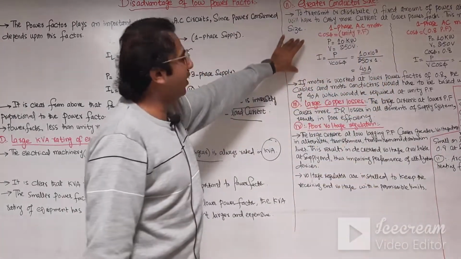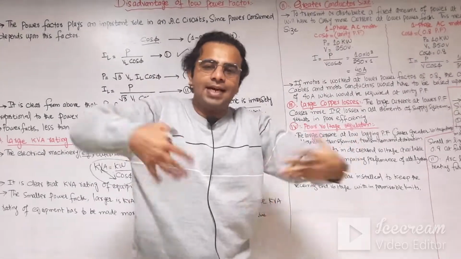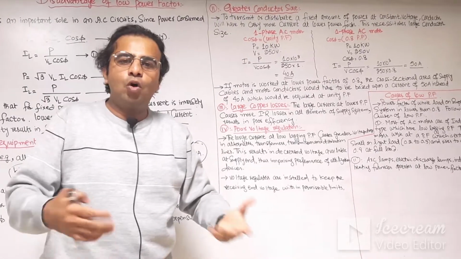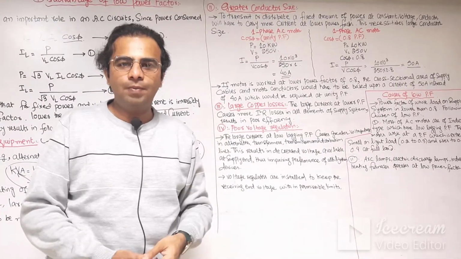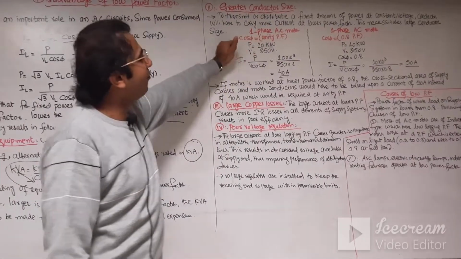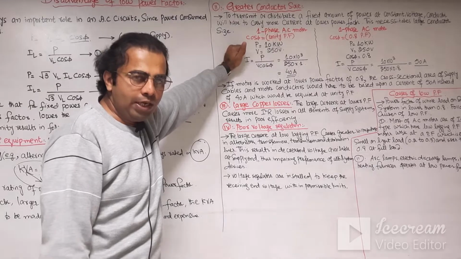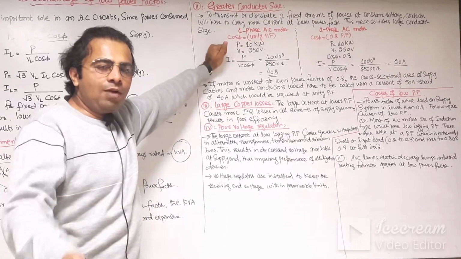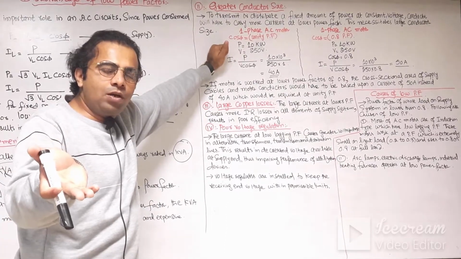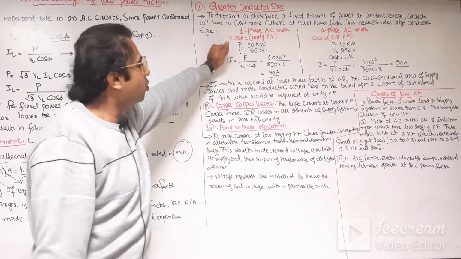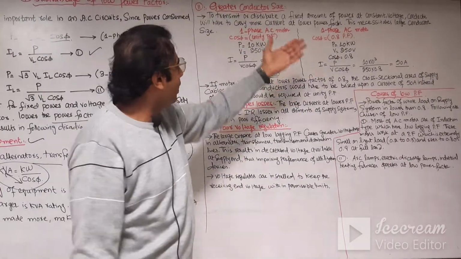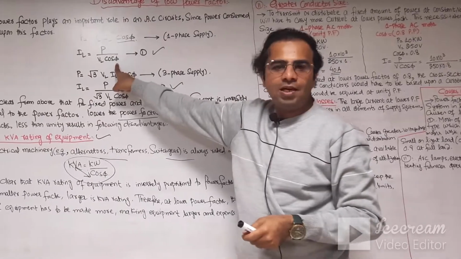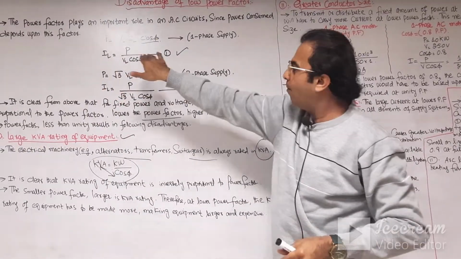Second is greater conductor size. If the conductor size is greater, it can carry more current, and obviously the I square R losses will be increased. Here, to transmit and distribute a fixed amount of power at constant voltage, the system voltage being constant, the conductor will have to carry more current at a lower power factor. Obviously, you can see the power factor has an inverse relationship with the current. If the current is more, the power factor will be low.